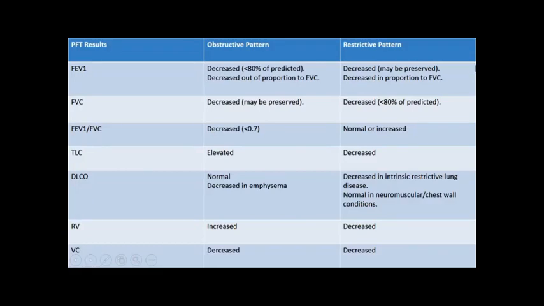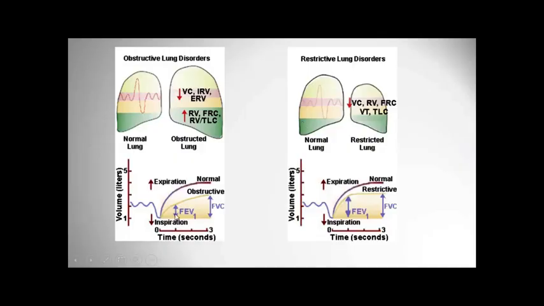And then you have this table that compares the obstructive with the restrictive pattern. FEV1 will be decreased below 80% of the predicted. And it's important to say of the predicted, because when you take these values, you have to compare the value of the specific patient with the values of other people of their same age, sex, and race. It will be different depending on the age, depending on the sex, depending on the race. Decreased FEV1, decreased out of proportion to the FVC, the forced vital capacity, a lot more than the FVC.